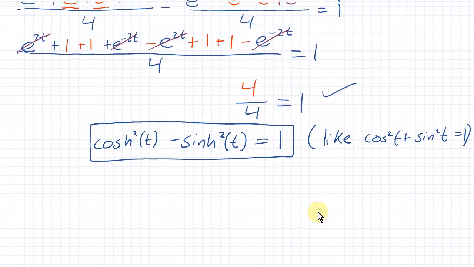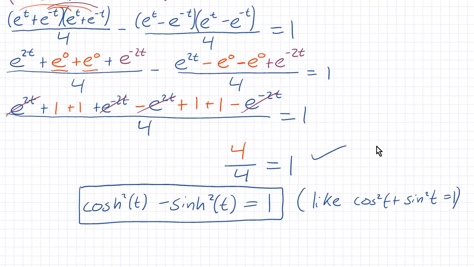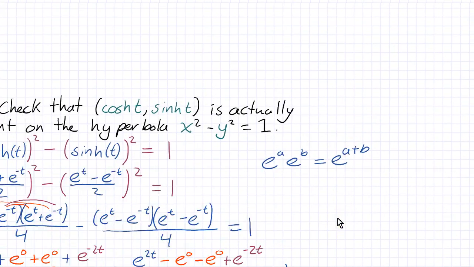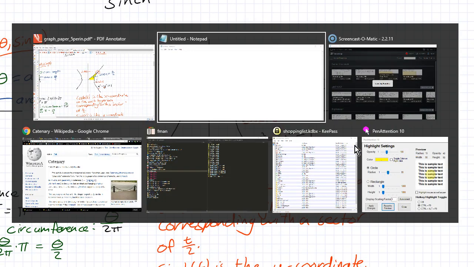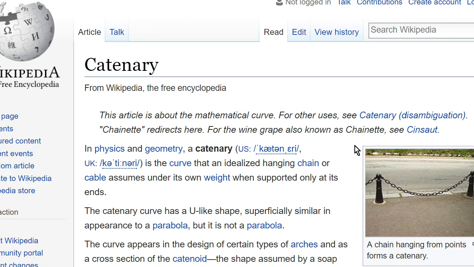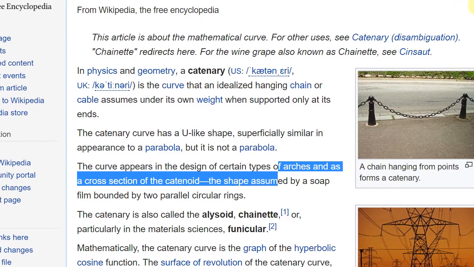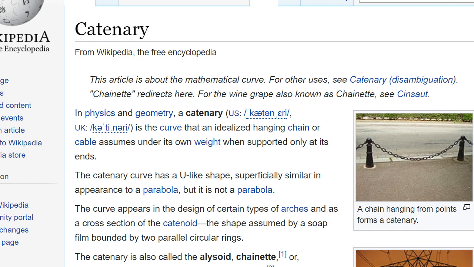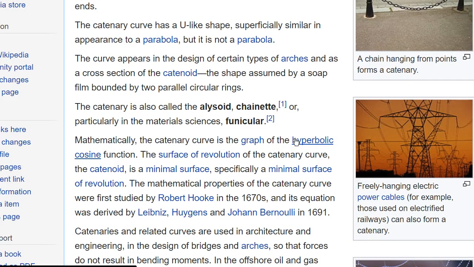Okay, so I do want to point out here that these functions actually do have applications in the world. We're not just studying them because of this weird property they have with hyperbolas. It turns out, and I don't want to spend too much time trying to prove this, but this here is just the Wikipedia page for catenaries. So the name of this shape is actually called a catenary, and it turns out that when you have hanging cables, they always form the shape of a catenary curve.